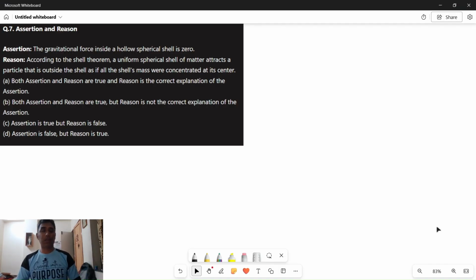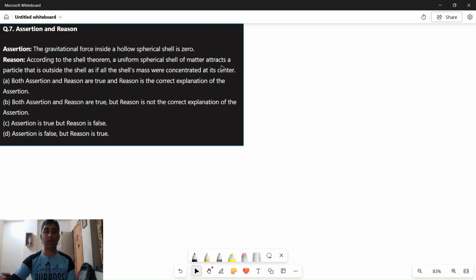Let's take the next question. Question number 7. It is assertion and reason based. Assertion says gravitational force inside a hollow spherical shell is 0. This is true. Inside a hollow spherical shell, there is no gravitational force. So assertion is true. Second is, according to the shell theorem, a uniform spherical shell of matter attracts a particle that is outside the shell as if the shell's mass were concentrated at its center.